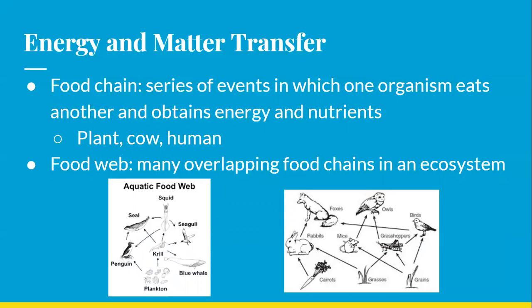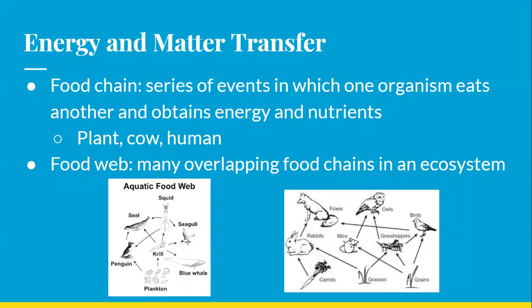Now, a food web, on the other hand, shows that most producers and consumers are part of many overlapping food chains. For example, a salmon can be consumed by a shark in the ocean before it even has a chance to migrate upstream and encounter a bear. A more realistic way to show how energy and matter cycle through an ecosystem is through the use of a food web.